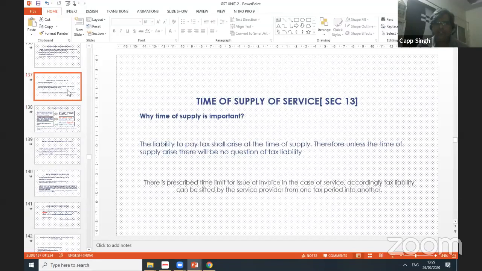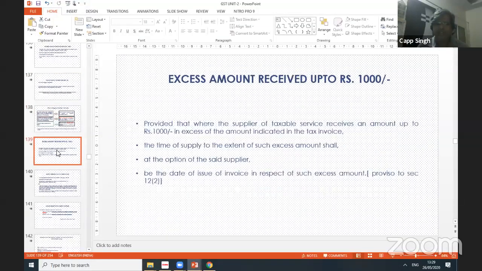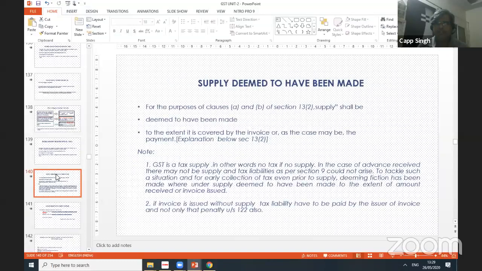So I have just discussed. In the case of time of supply of services, 2 points are very important: the issuance of invoice and receipt of payment. So if payment is received in advance, the tax liability arises. There is no exemption similar to the advance against supply of goods.